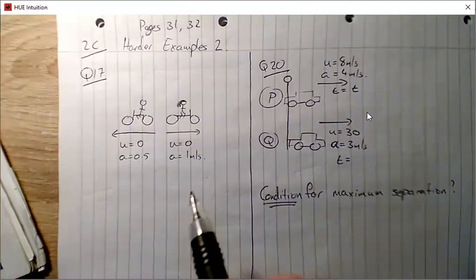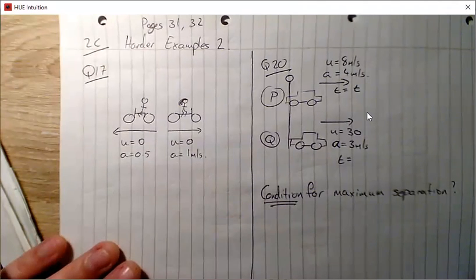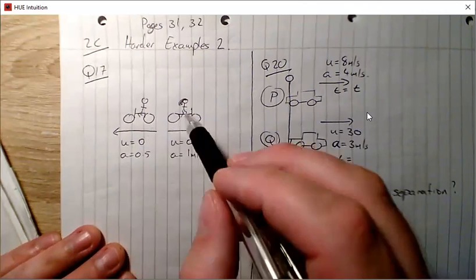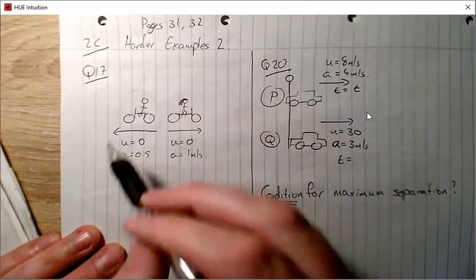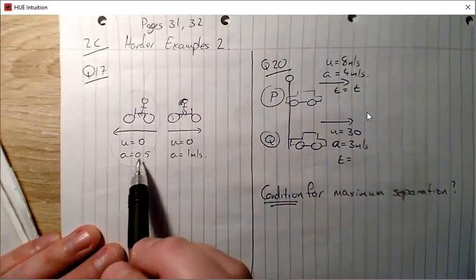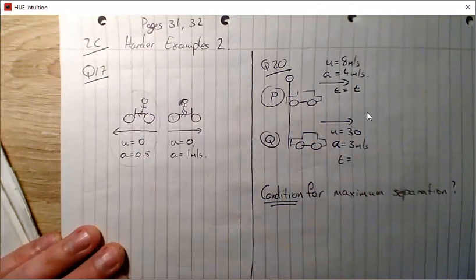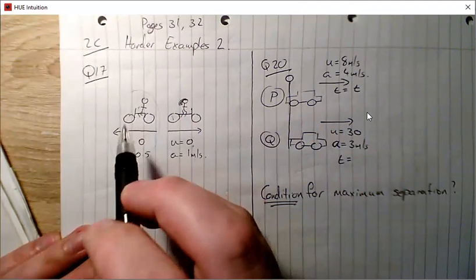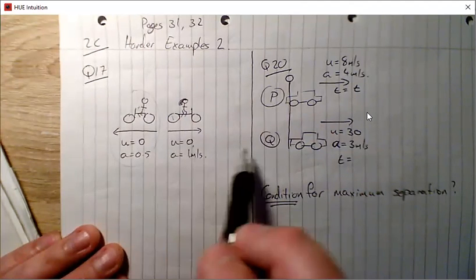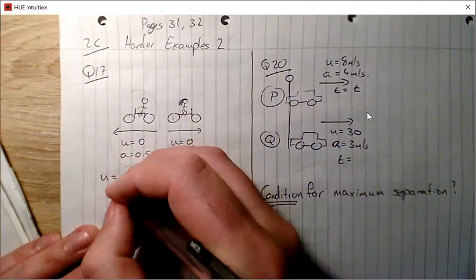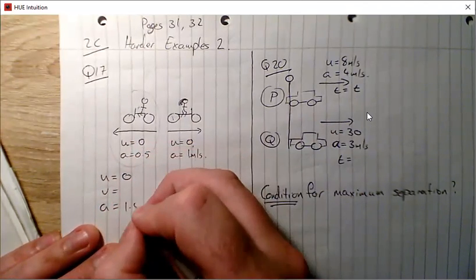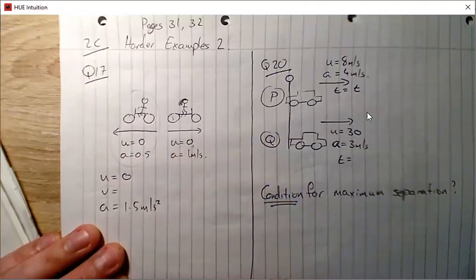This is another example where what's useful is using their relative accelerations rather than their actual accelerations. So if I was to freeze cyclist A and ask how fast is cyclist B moving away, well, they started with the same initial velocity of 0. A perceives B to be moving at 1.5 meters per second squared away from him. So u will be 0, v you don't know, and the acceleration is 1.5 meters per second squared.